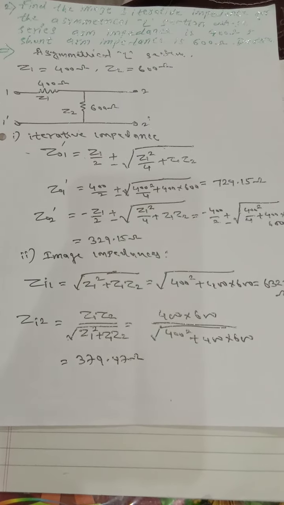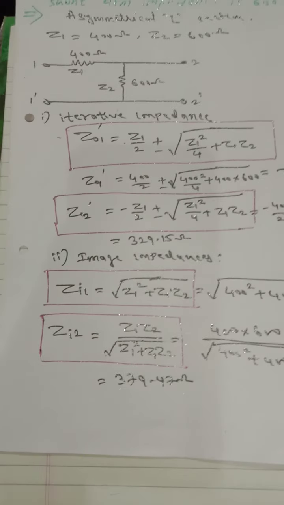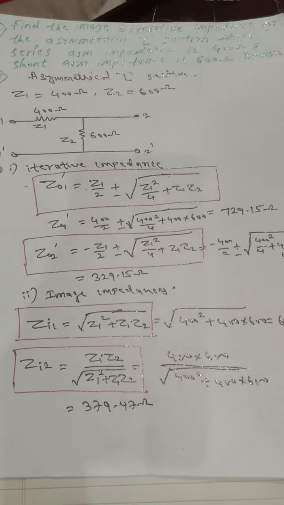So in short you can say we have calculated the two parameters. One is nothing but the iterative impedance. See here, this is the formula of iterative impedance at the first port. This is the iterative impedance at the second port. Only the change is in the plus or minus. Here the positive, here the negative. Now the image impedance at the first port, image impedance at the second port. Here this one is in the root. So likewise you can simplify this numerical, which is on the basis of the asymmetrical L section. So we are interested to calculate the electrical network parameters of the asymmetrical L section.